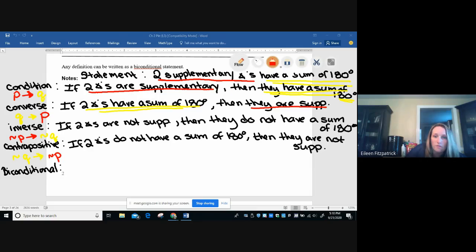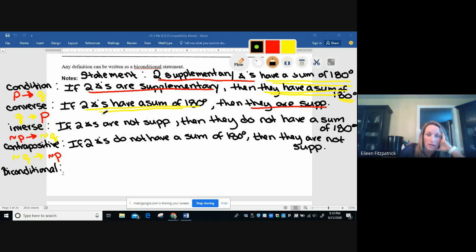Right, the last one we have to write is the biconditional. So the biconditional, you can write if both the conditional and the converse are both true. So let's talk about whether or not they're true. If two angles are supplementary, think about that for a second. If two angles are supplementary, then they have a sum of 180. Okay, well, that's true because that's what supplementary angles are, right? Supplementary angles are two angles that add up to 180.